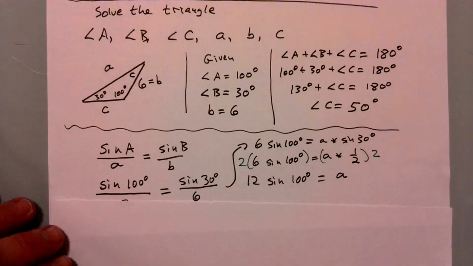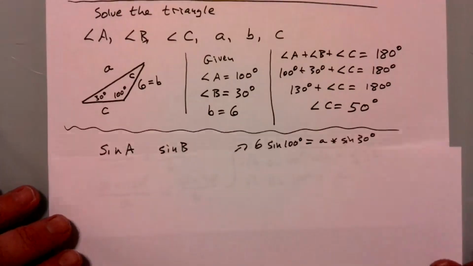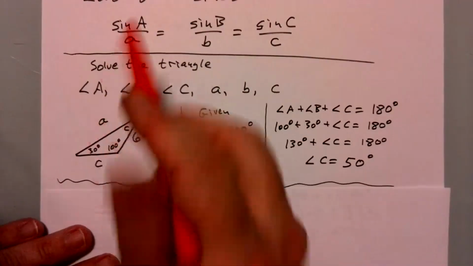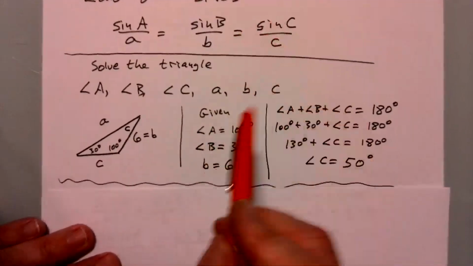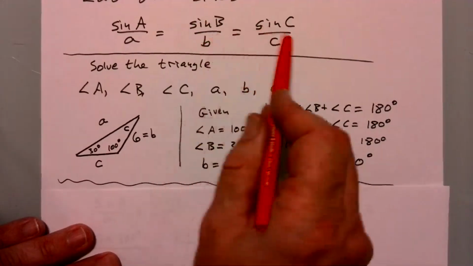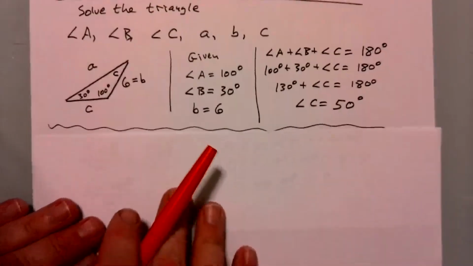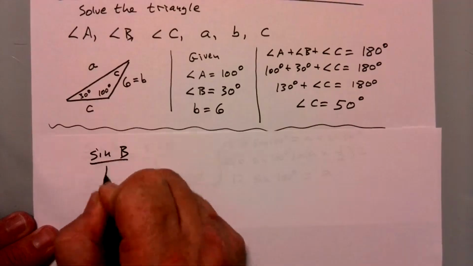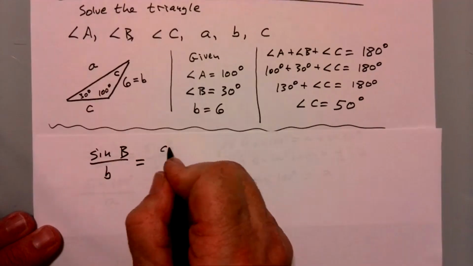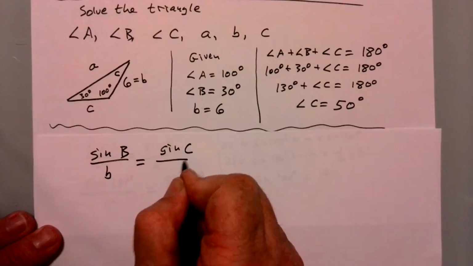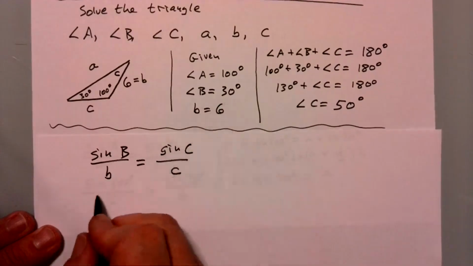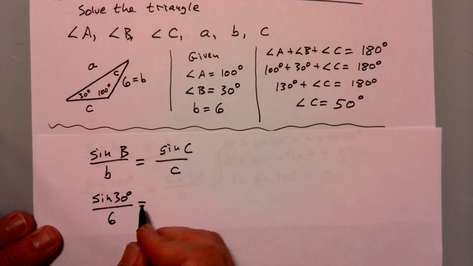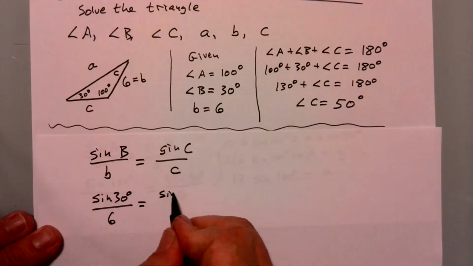Let's go ahead and do our last piece of this. So I need to figure out what c is. So I'm going to use this version of law of sines. Remember, we have sine A over a equals sine B over b equals sine C over c. I'm going to use this part: sine B over b equals sine C over c. Let me write that down. Sine B over little b is sine angle C over little c. Sine B again, sine 30 degrees over little b, which is 6, is sine C, we said C was 50 degrees, over c.